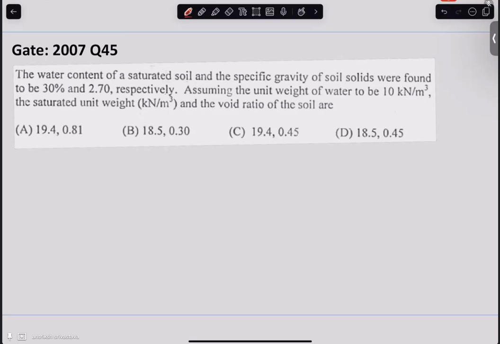So we are given that the soil is saturated. So S is 100%, and the water content at this saturation state is 30%. The solid specific gravity is 2.7, and we can assume the unit weight of water as 10 kilonewton per meter cube, that is 10 and not 9.81. This is just to make our calculation easier. Now what are they asking? They are asking what is the saturated unit weight of the soil and what is the void ratio.